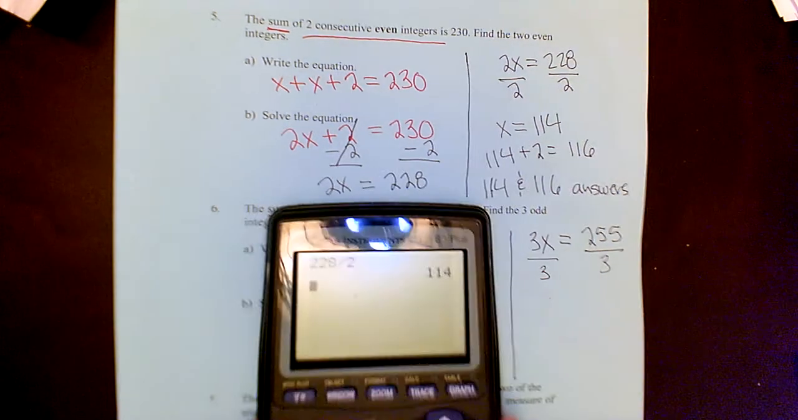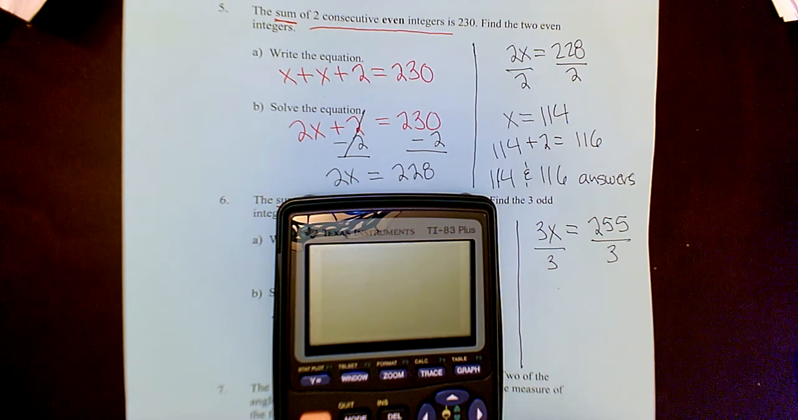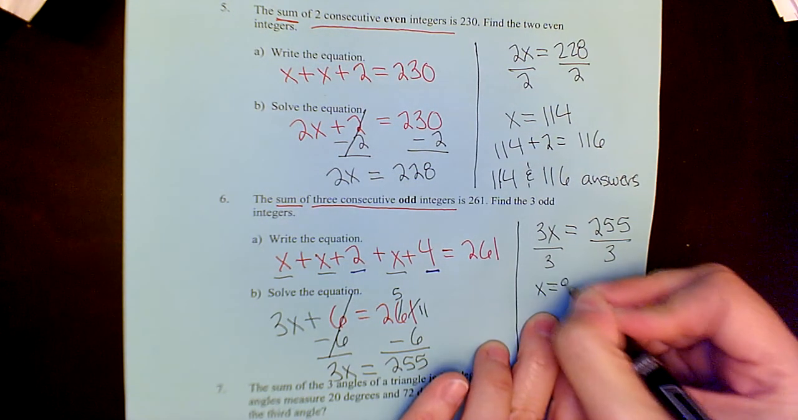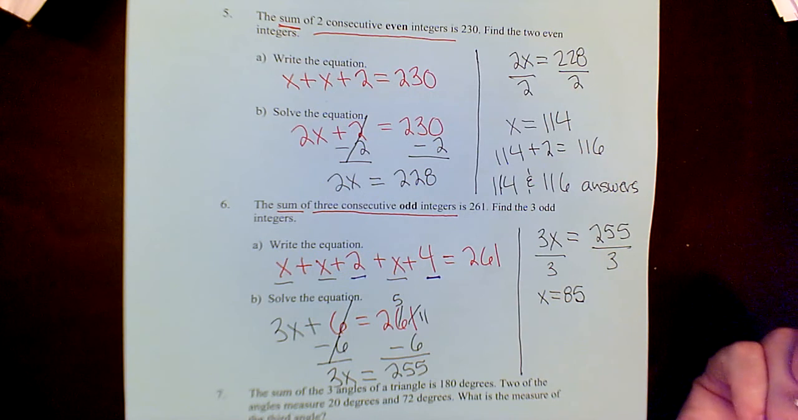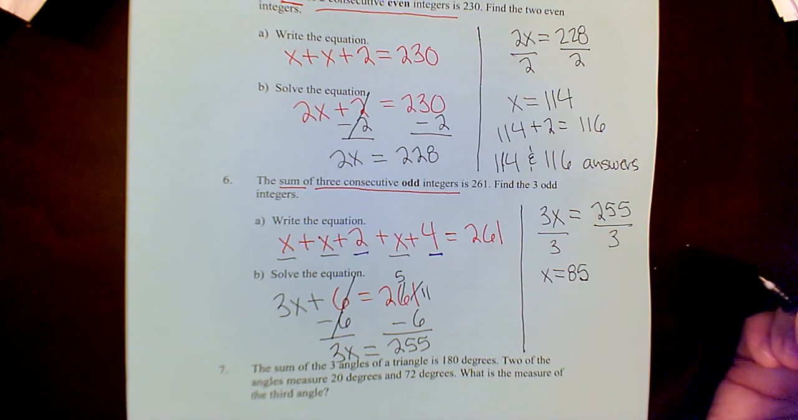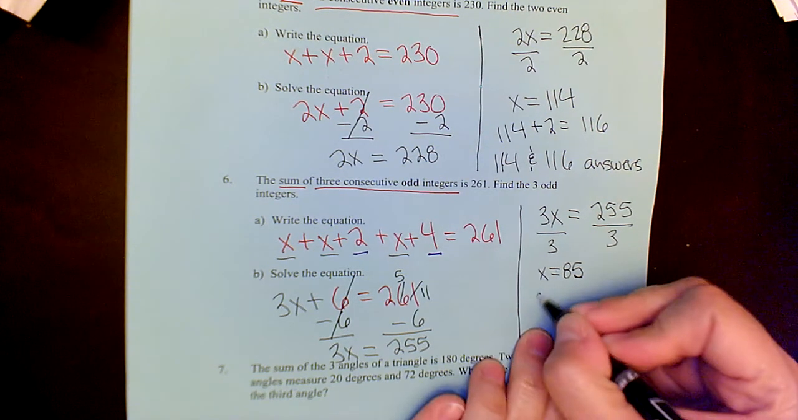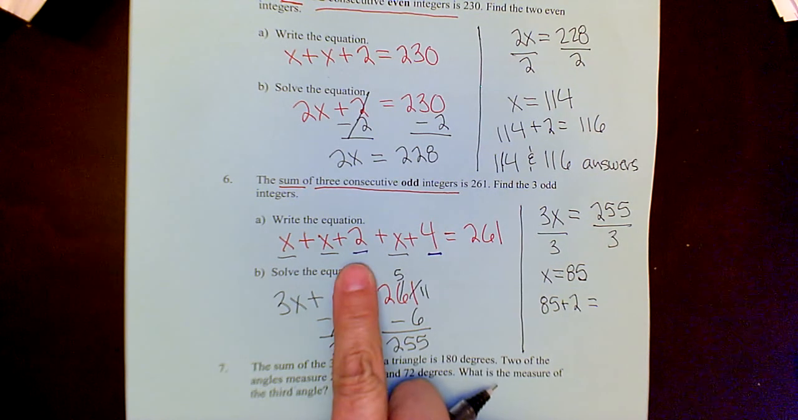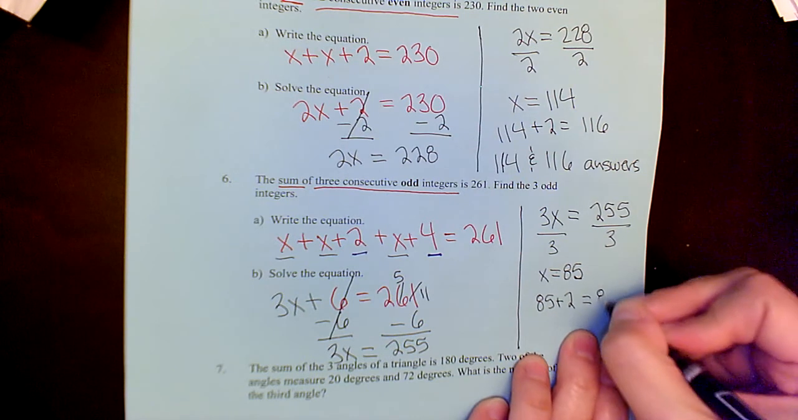So let me get out my calculator again, clear that out. 255 divided by 3 is 85. So my x is going to be 85. Okay. So my first odd integer is 85. Do you know what the x plus 2 will equal? If I take 85 and add 2, because x plus 2 is the next odd integer, 85 plus 2 is 87.